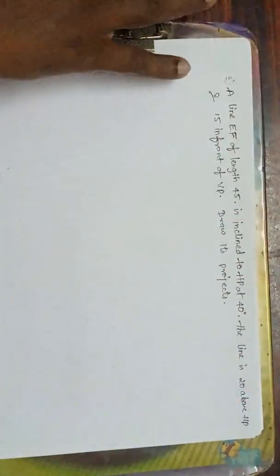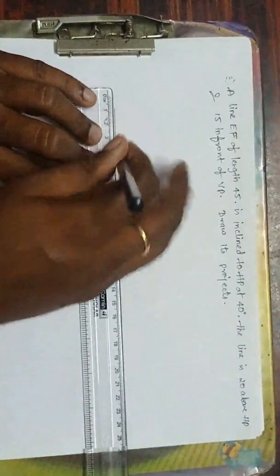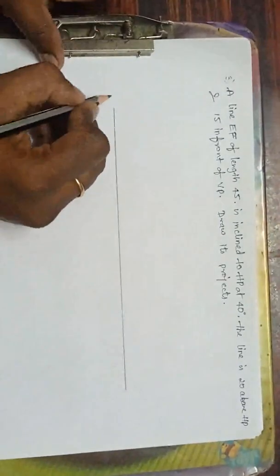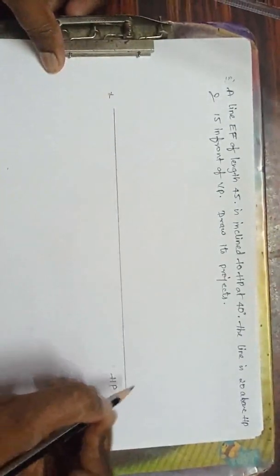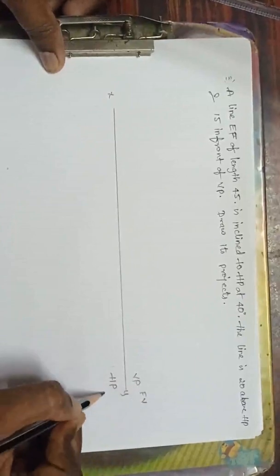Before going to this, what should we have to do? We have to draw the XY line first. We are considering that the line is always in the first quadrant. So first draw the XY line. We know that this is HP, this is VP, and VP is always front view, HP is always top view. Done. Next, what to do?